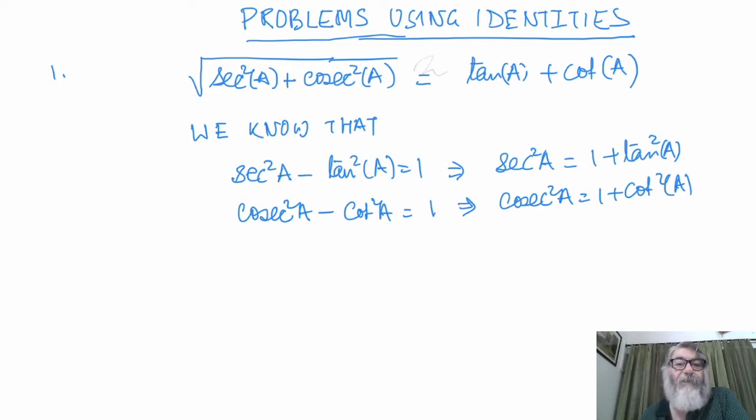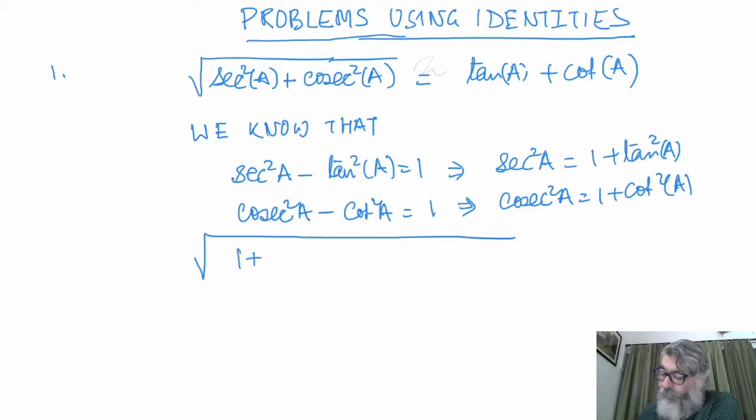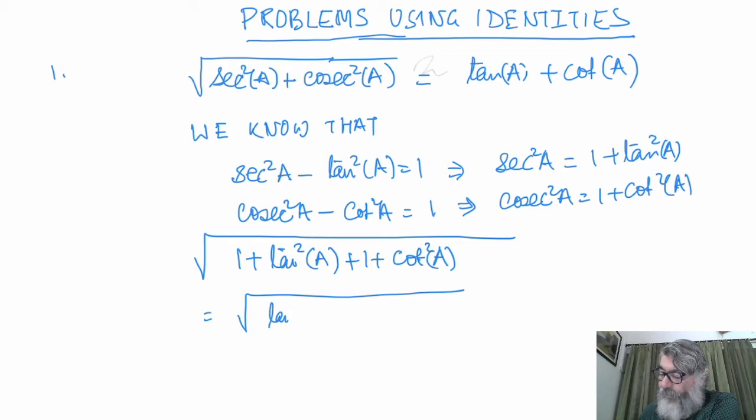Now we will replace sec square A and cosec square A with these terms. The terms will be 1 plus tan square A plus 1 plus cot square A. Now this will be equal to tan square A plus cot square A plus 2.